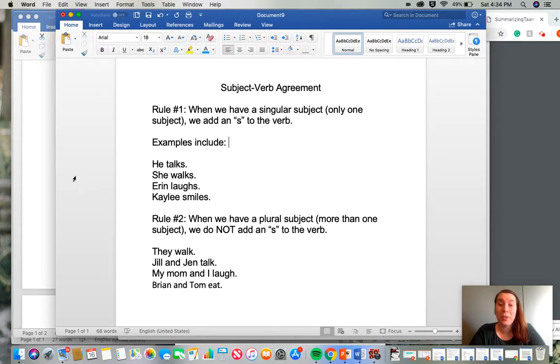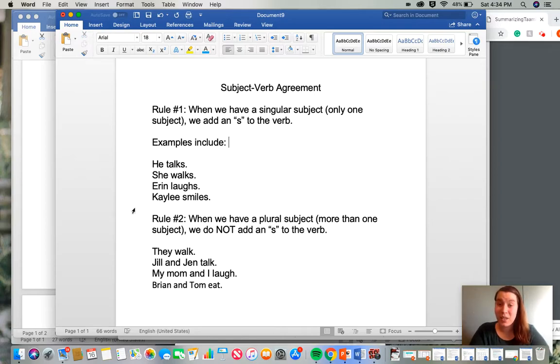Today we're going to talk a little bit about subject-verb agreement. And as you can see, we have a couple of rules that we need to follow. Our first rule is that when we have a singular subject, which means only one subject, we add an S to the verb. So then I wrote a few examples that are two-word sentences.